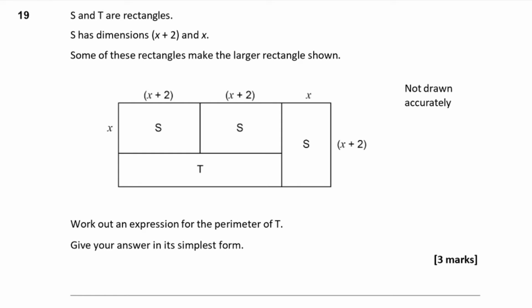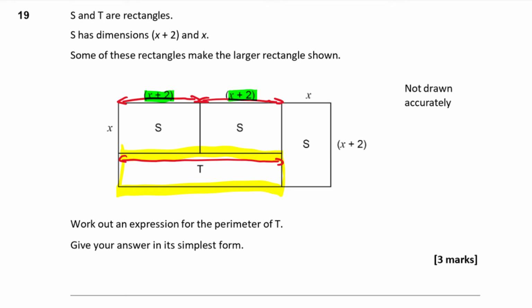Now T is here, look, it's this one. Okay, now we know nothing about T at the moment. We haven't been given any of T's dimensions, but we can see how it relates to this rectangle S. And we can see the distance from here across to here is the same thing as that distance plus that distance. So it's two lots of S along, isn't it? Now we know that S has a side of x plus 2. So then the side of T there is going to be x plus 2 plus x plus 2. It's going to be those two added together, isn't it?